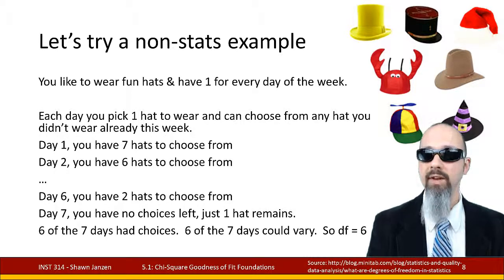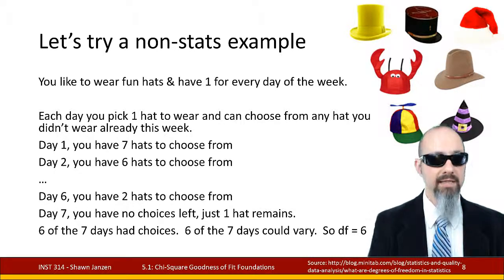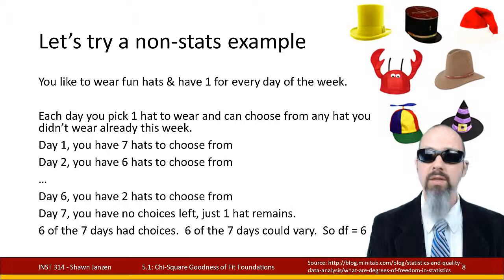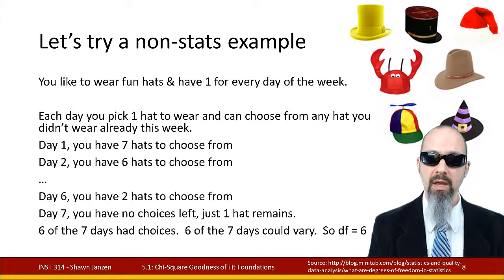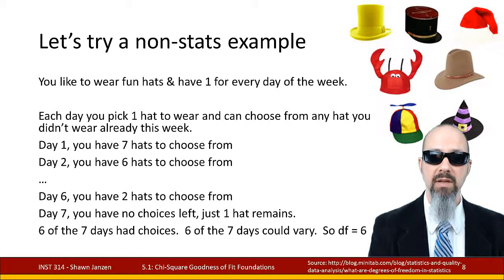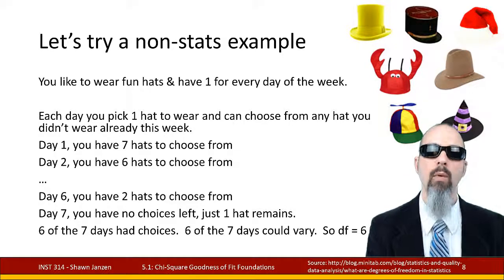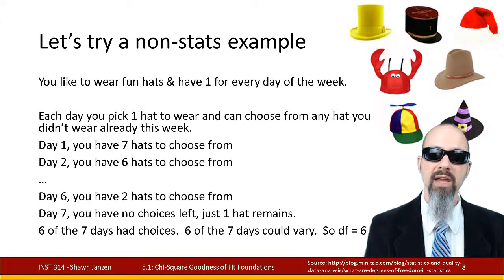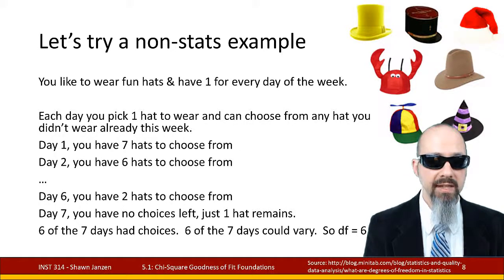On the first day, you have 7 hats you can choose from. On the second day, you've already worn 1, so you only have 6 left to choose from. And by day 6, going and going, you only have 2 hats left. And then by day 7, you only have 1 hat that remains. So for 6 out of the 7 days, you got to have choices. But by the last day, you had 1 value that had to be that one specific thing. So in this case, our degrees of freedom are 6, since 6 of the 7 days could vary.